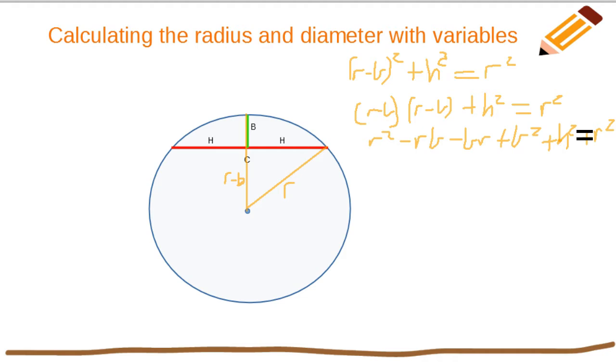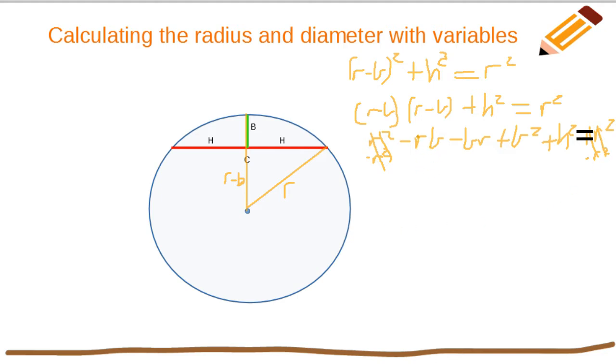I've never realized how hard it is to write with a mouse, by the way. So this is what we get after that. You're now going to notice that we have the r squared on both sides, meaning we can take that out, minus that out, so that just fully gets crossed out there.